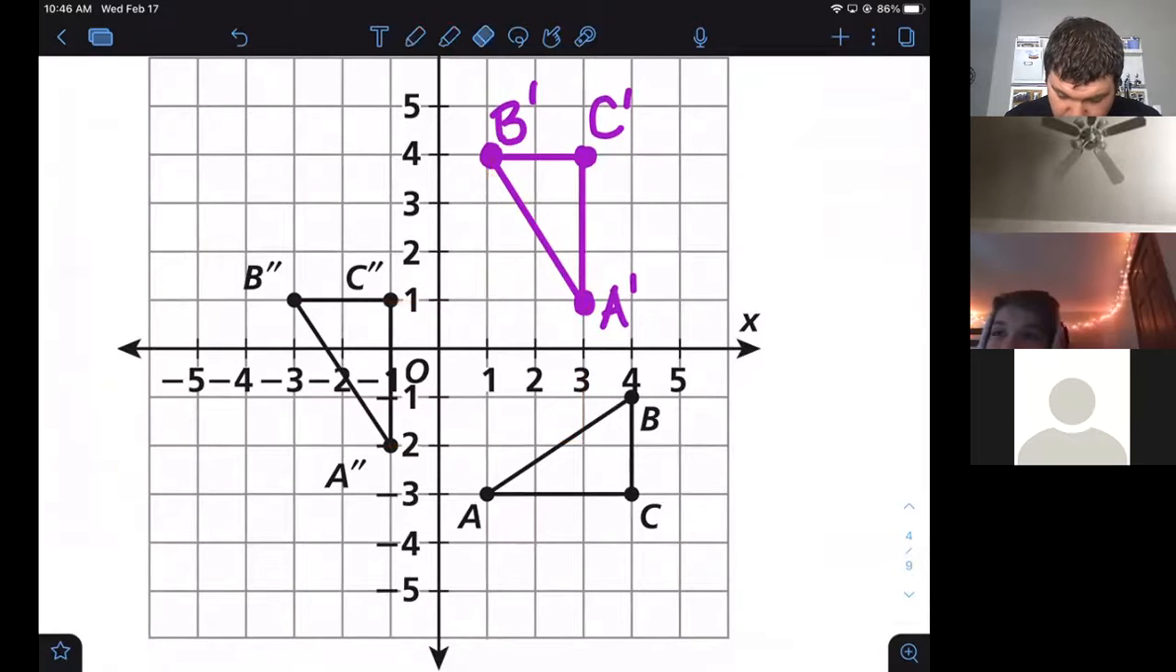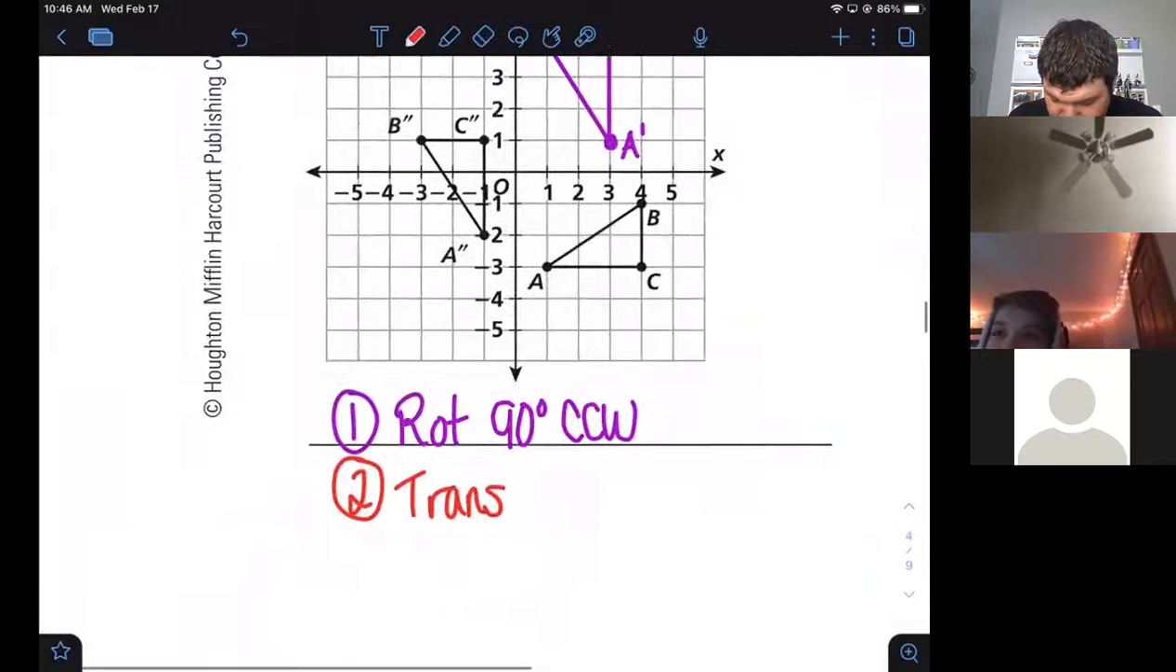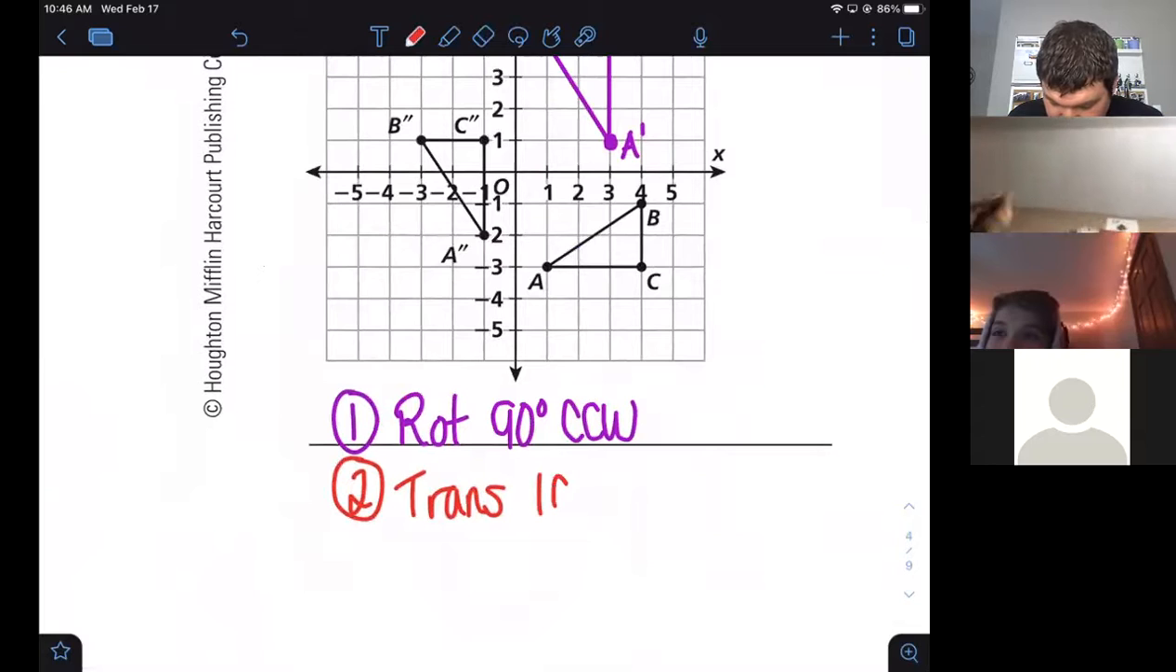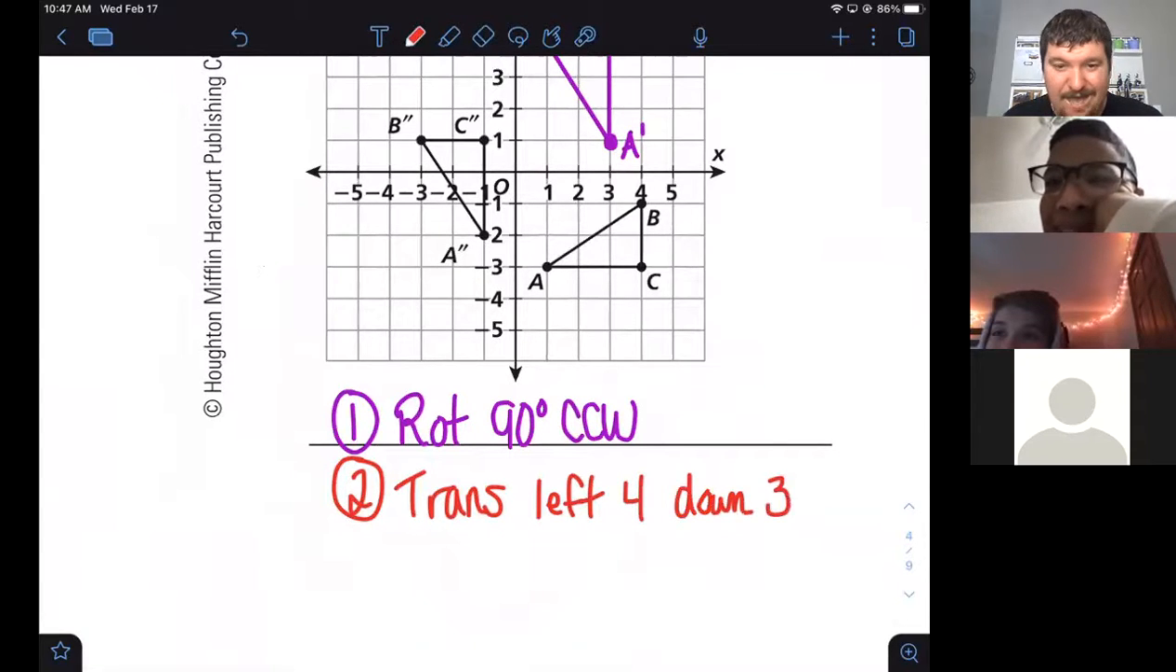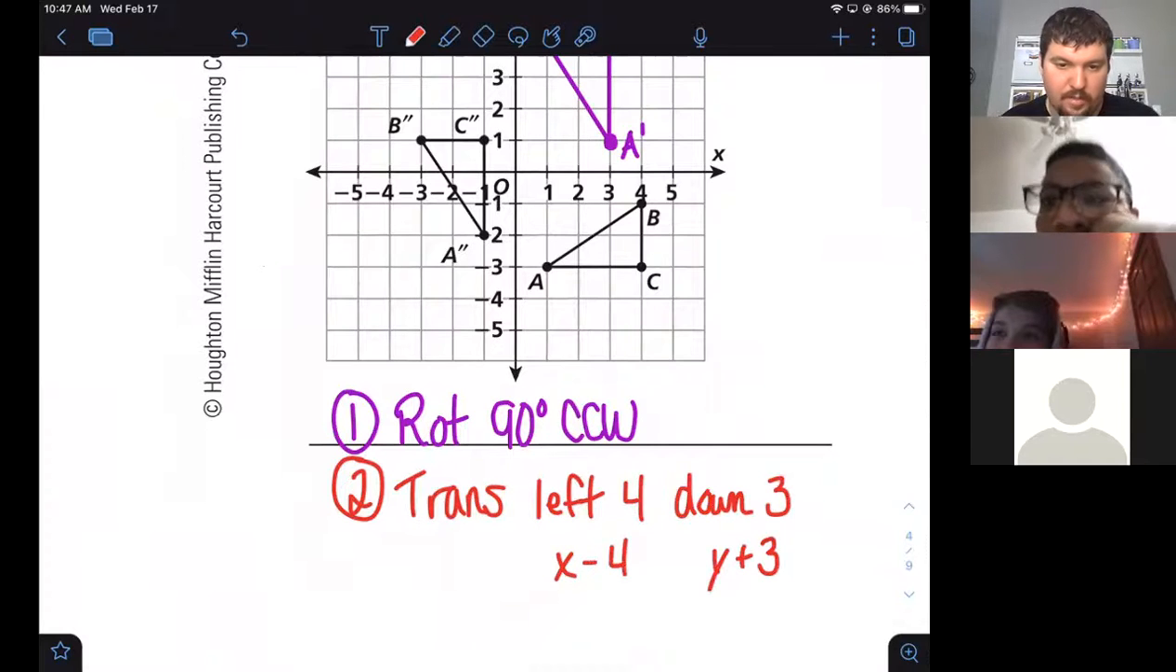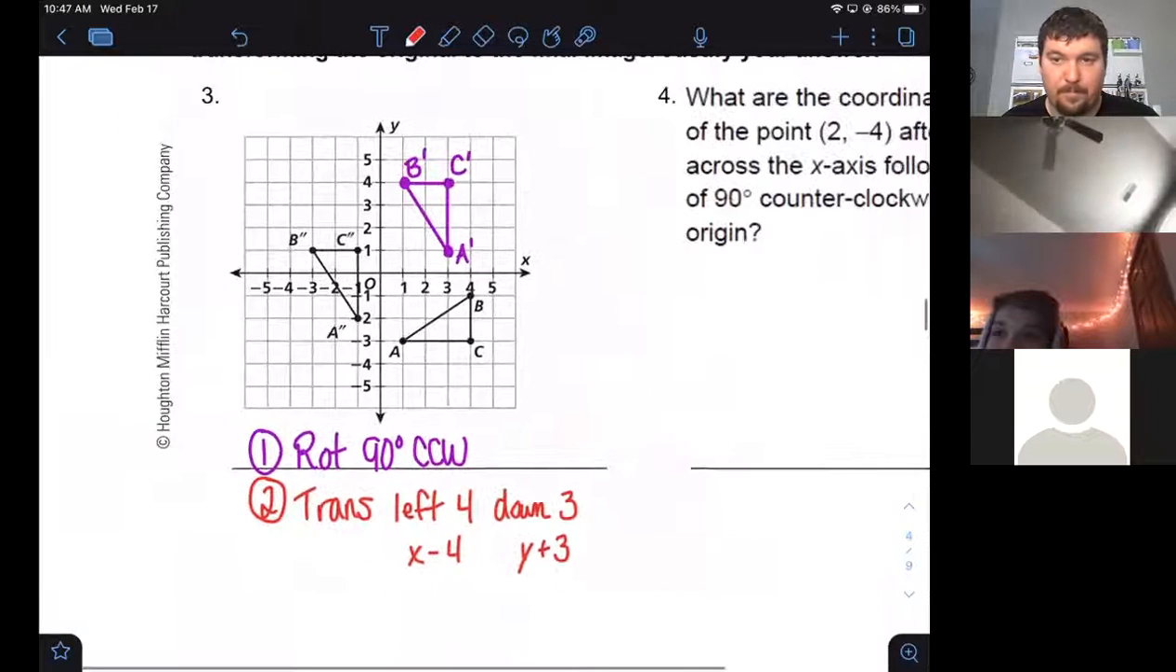So I'm going to list the left one first. I'm just going to write left 4, and then down 3. I would even accept it if you went like this, x minus 4, y plus 3, because that tells me what you're actually doing to the coordinates. I would accept either one of those. Okay.